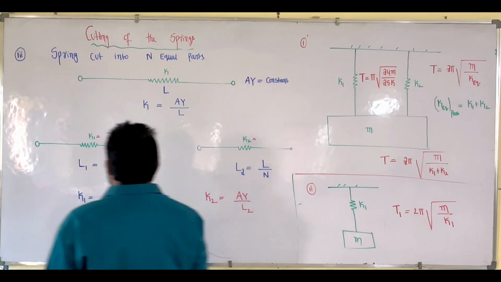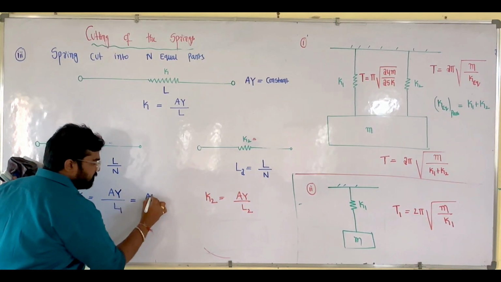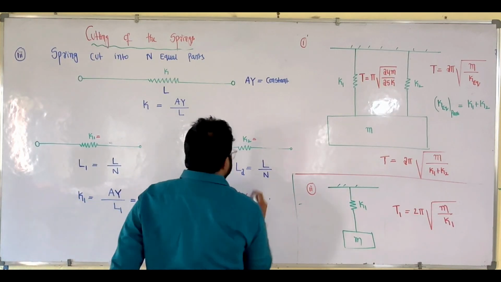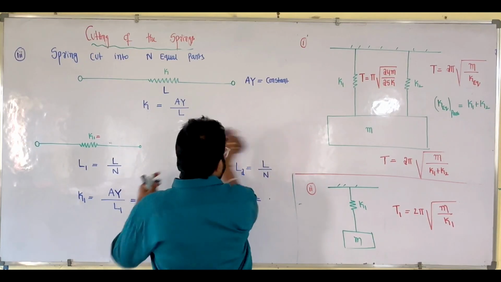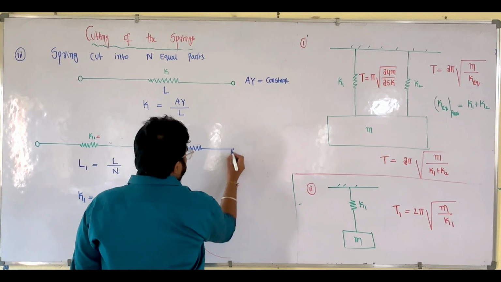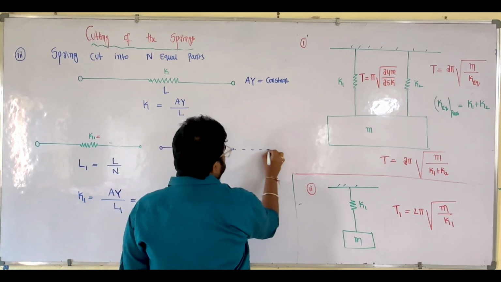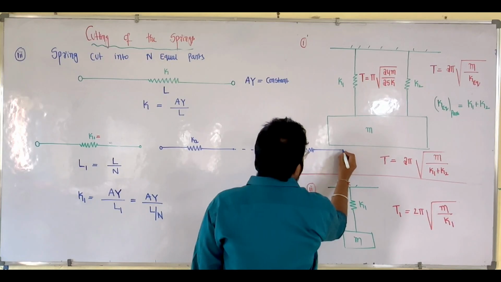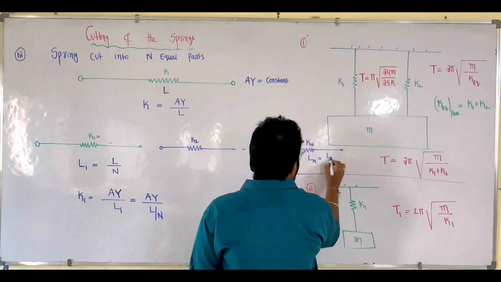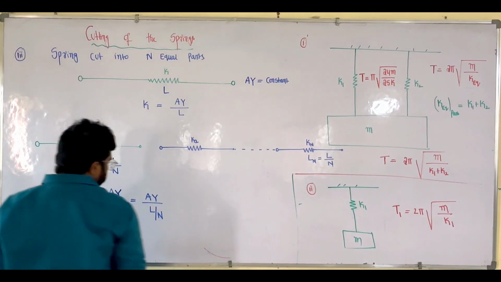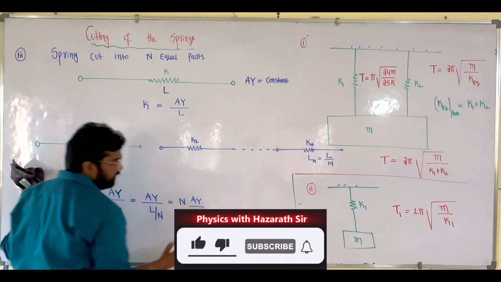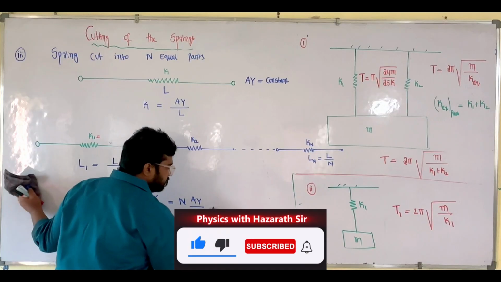Each part becomes L by n. So AY by L by n. Here K2, we need to write like this, and so on up to Kn, with Ln; all are L by n. So this is equal to n into AY by L, that is nK.